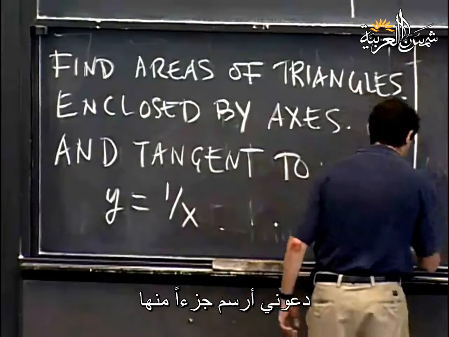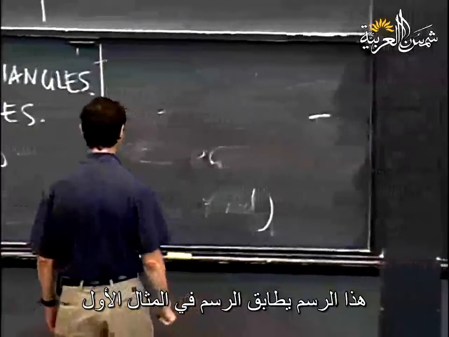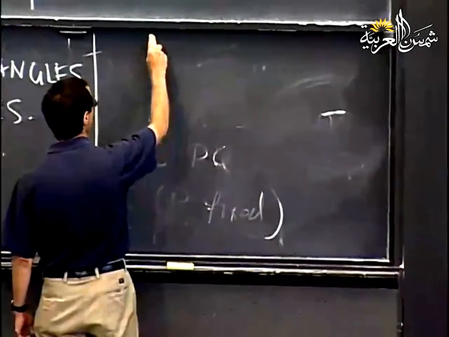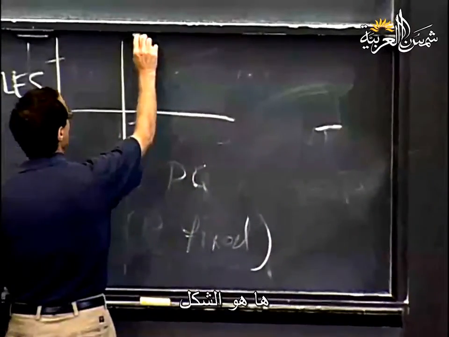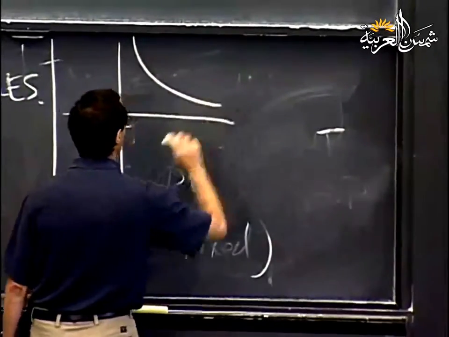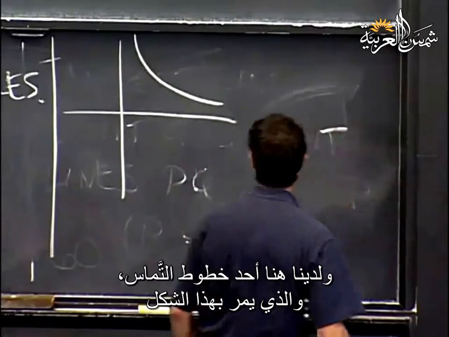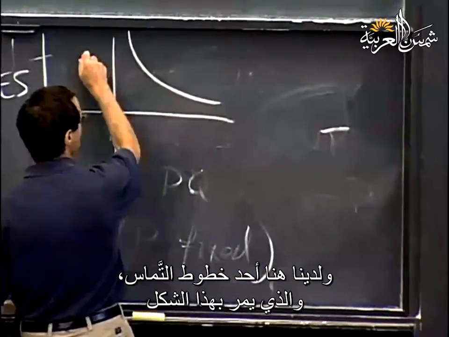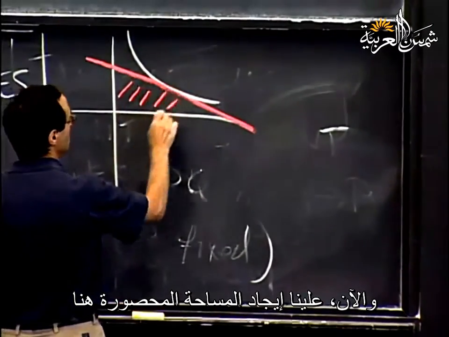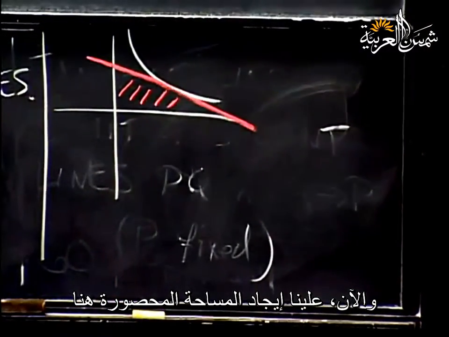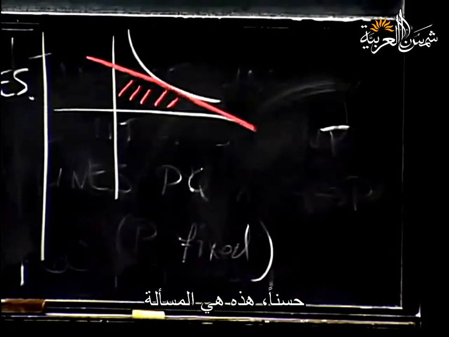And let me draw a picture of it. It's practically the same as the picture for example 1, of course. So we'll only consider the first quadrant. Here's our shape. All right, it's the hyperbola. And here's maybe one of our tangent lines, which is coming in like this. And then we're trying to find this area here. All right, so there's our problem.